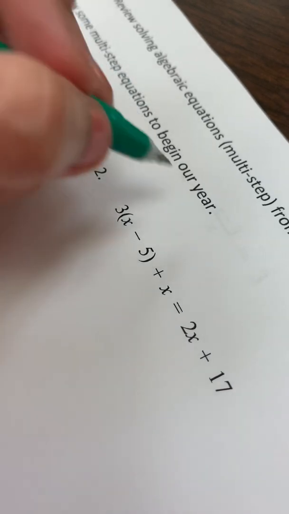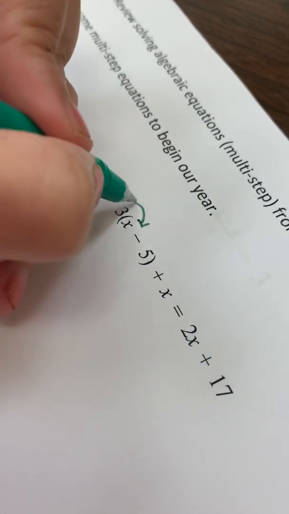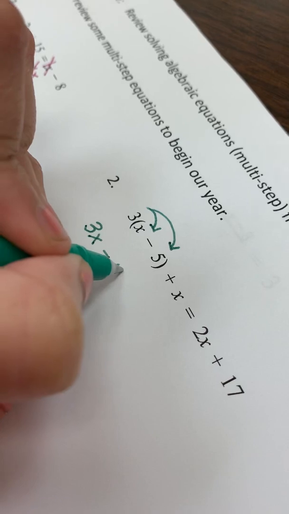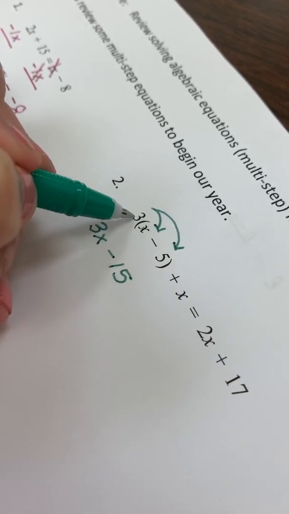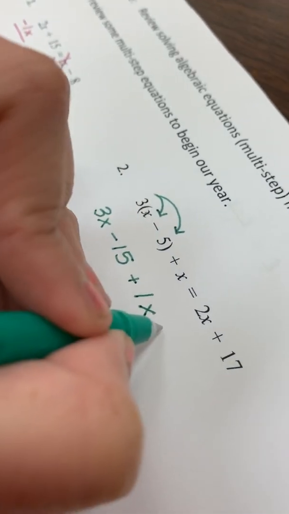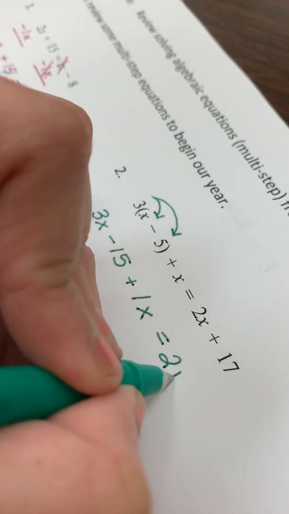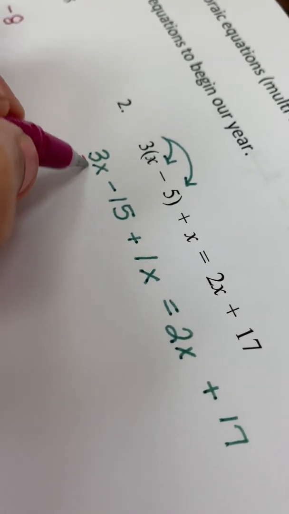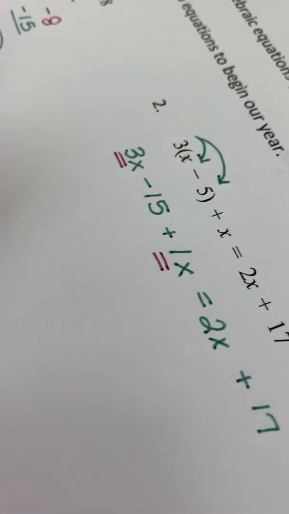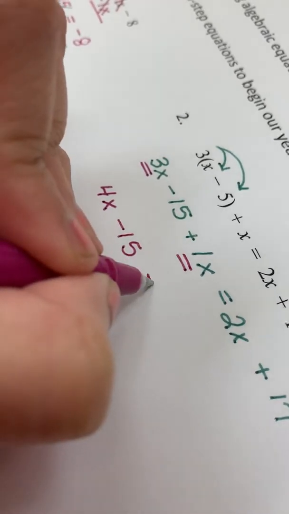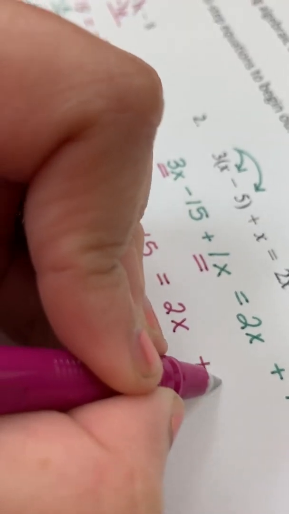Okay, let's go over to number 2. Now this time we have some parentheses, so I'm going to distribute the 3. So I have 3x minus 15, and that's from 3 times x, and 3 times negative 5, minus 15, plus 1x equals 2x plus 17. Now on the left, you'll notice that we have some like terms. 3x plus 1x, well, that's going to make 4x. Minus 15 equals 2x plus 17.